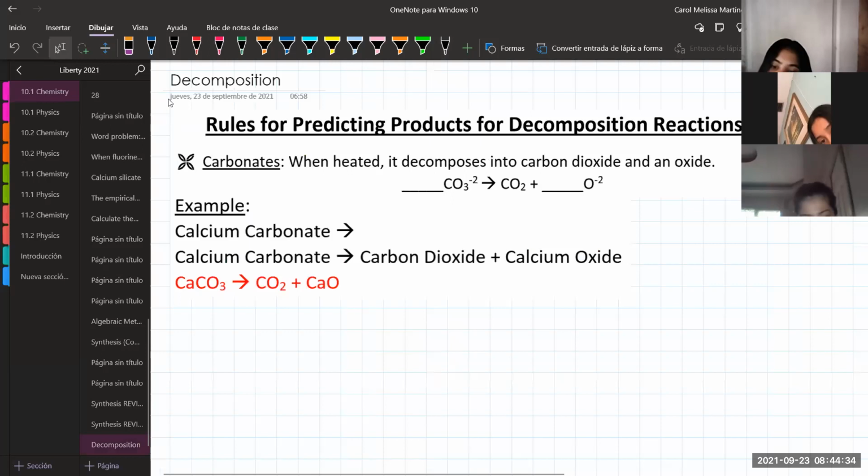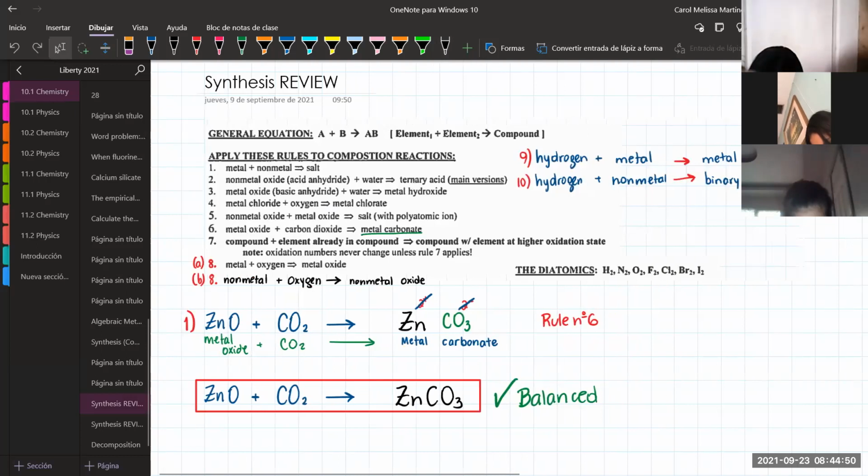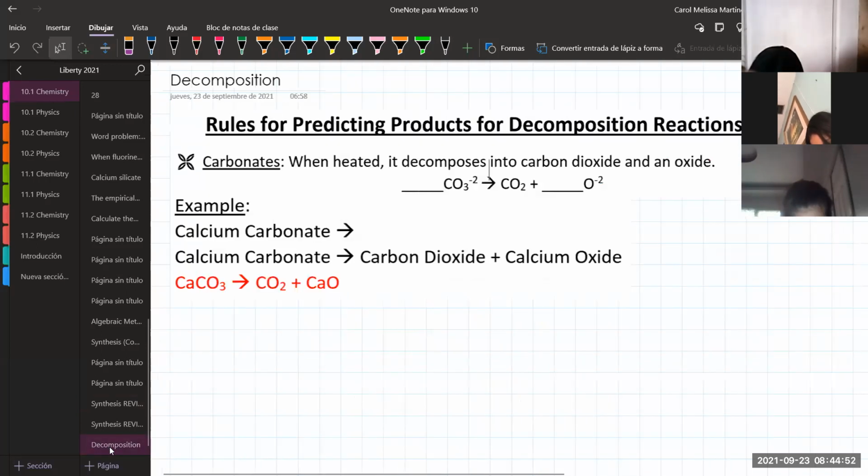So, in decomposition reaction, remember we have one compound that is going to break down into simpler substances. And we're gonna have different rules. Just like we had with synthesis, okay, that we had 10 rules, we're gonna have rules for decomposition. The first rule that we need to follow is the one for carbonates. How do I know what rule to follow? It's going to depend on the composition of the first compound, okay?